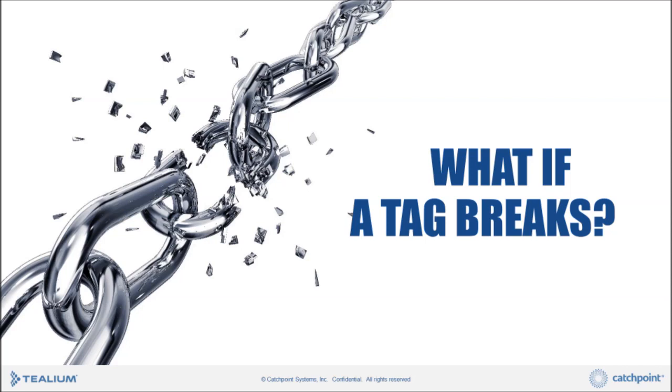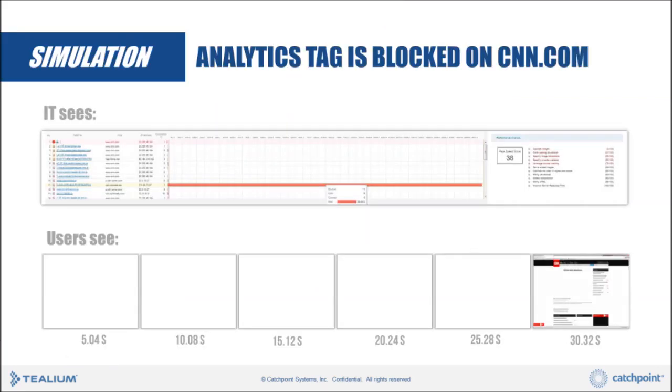So what happens if the wrong tag breaks your site? We spotted a potential blocking analytics tag on CNN.com and ran a what-if test in Catchpoint's monitoring tool to see what would happen to the site's performance if the tag request timed out. The results showed that the tag would block the entire page from loading if it failed. For IT, they'd see this ugly waterfall chart and a dismal page speed score.